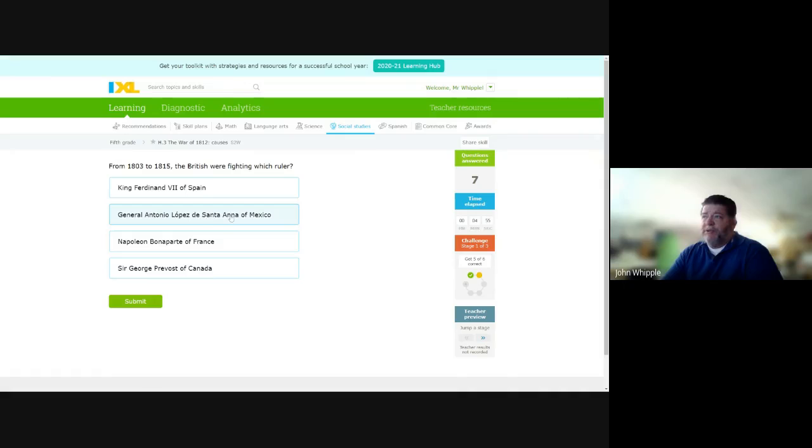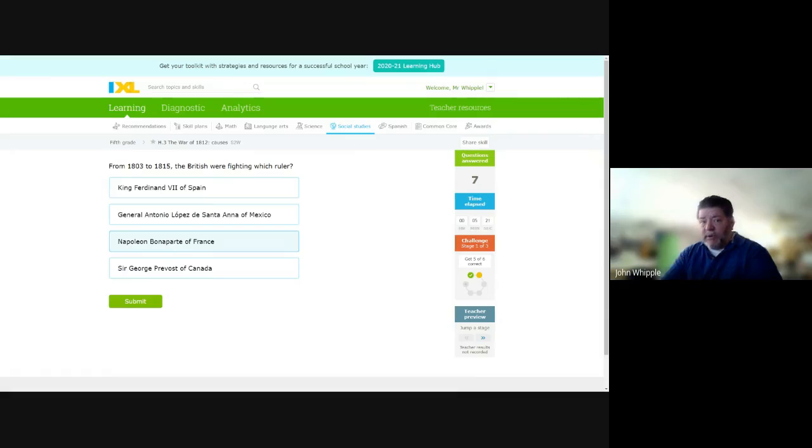Antonio Lopez de Santa Anna, if you've heard of him, is the guy that was in charge of Mexico. When you remember, we say, remember the Alamo and Texas independence? That's who Sam Houston and the Texans fought in the Alamo. King Ferdinand VII of Spain? Nah, it's not even. The answer is Napoleon Bonaparte of France.